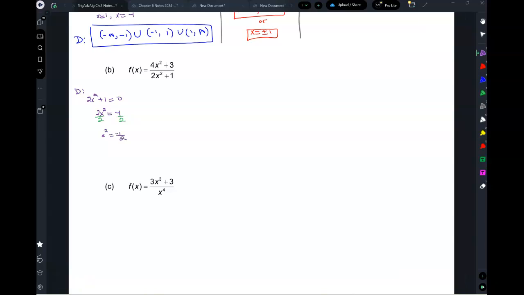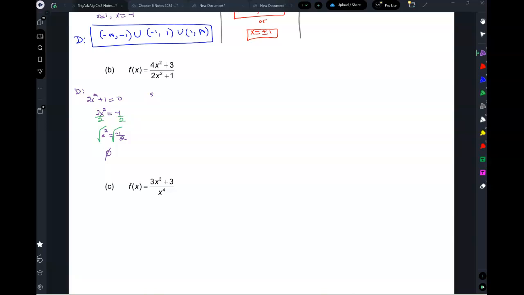Take a square root. Now, what happens? Does that work? Can you have the square root of a negative number? No. Right? That doesn't work. So, what does that mean? There are no real numbers for which the denominator is 0. So remember, our only issue was you can't have the denominator equal 0. Well, this denominator can't equal 0. So there are no issues for the domain. So the domain is all real numbers.